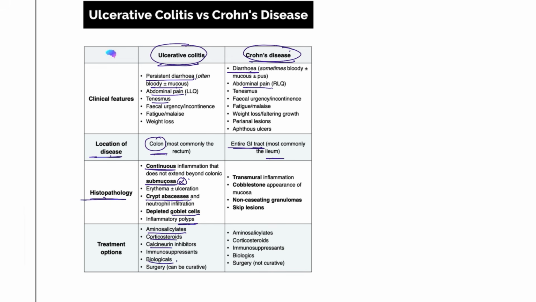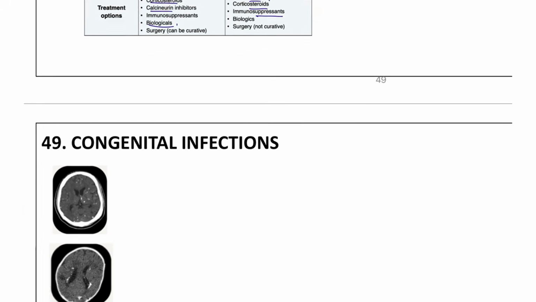And in Crohn's disease patients, it is a transmural cobblestone appearance, and the non-caseating lesions and the skip lesions will be seen in this patient. And here you are going to see the fistula formations also. Same drugs, aminosalicylates, corticosteroids, immunosuppressants and the biologicals are given for this patient.